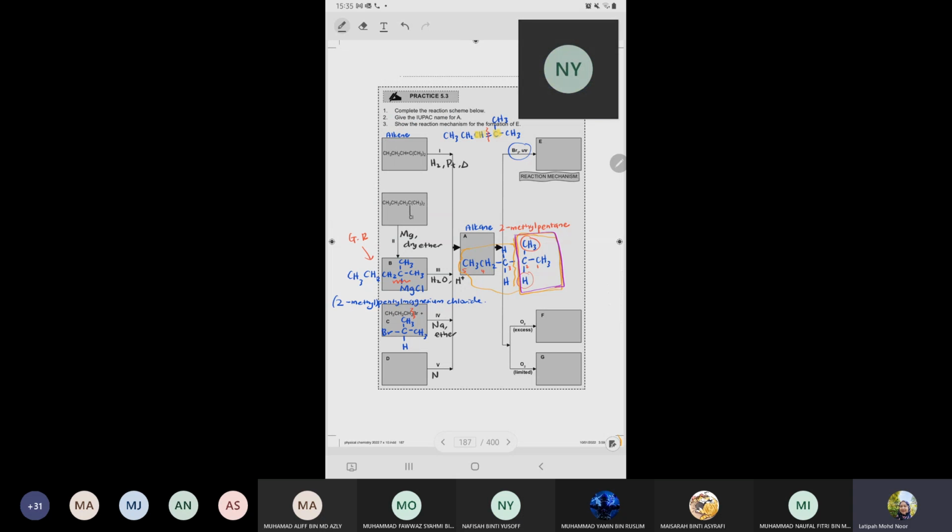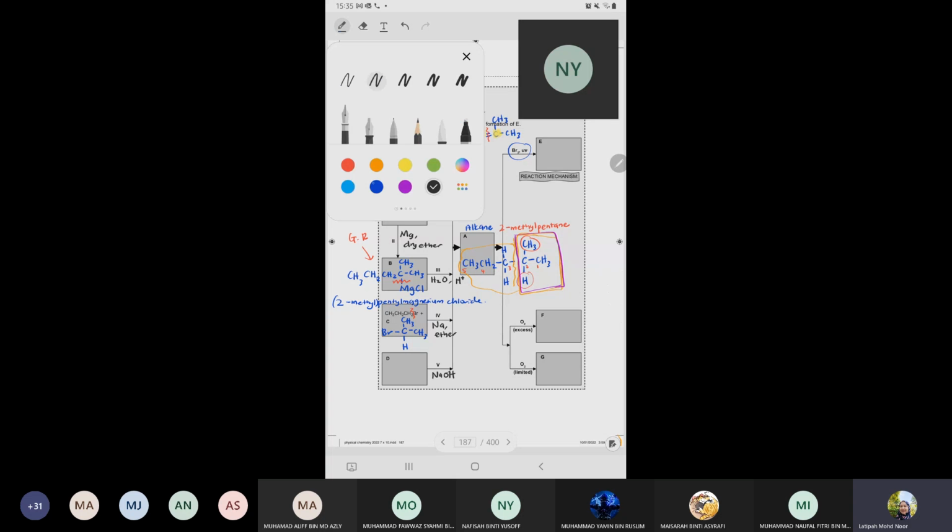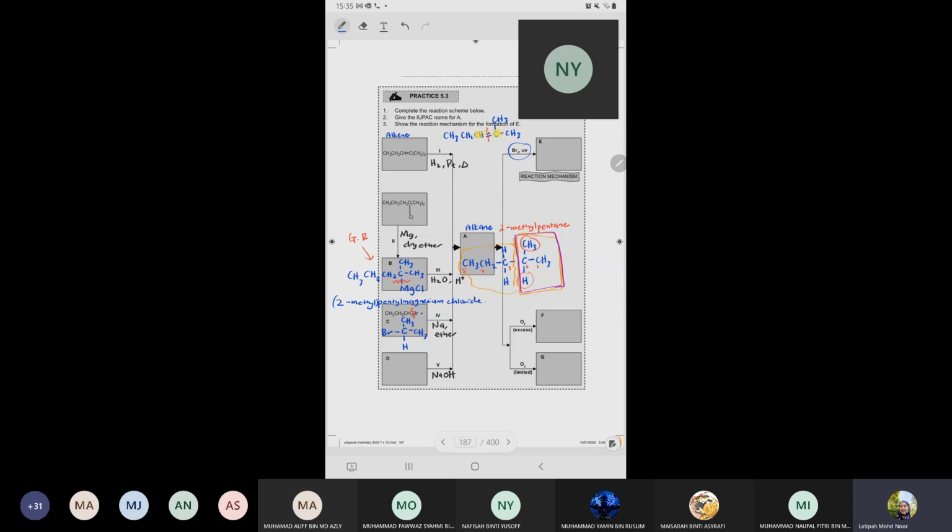Yes, NaOH. Okay, NaOH, sodium hydroxide. So, sodium hydroxide here is the reagent used for decarboxylation. Okay, decarboxylation of alkanoid. So, we have to put the COO in it.